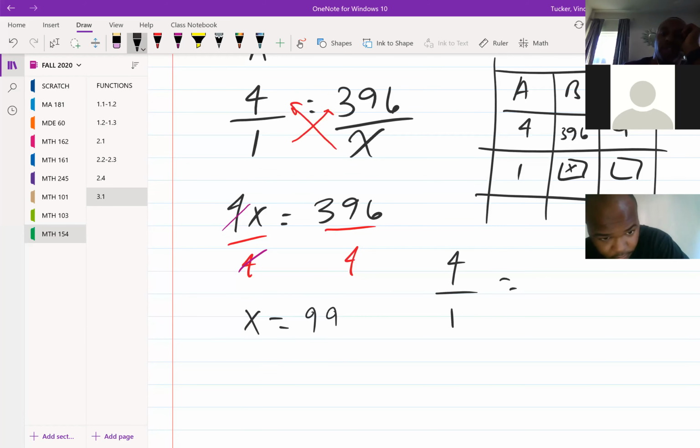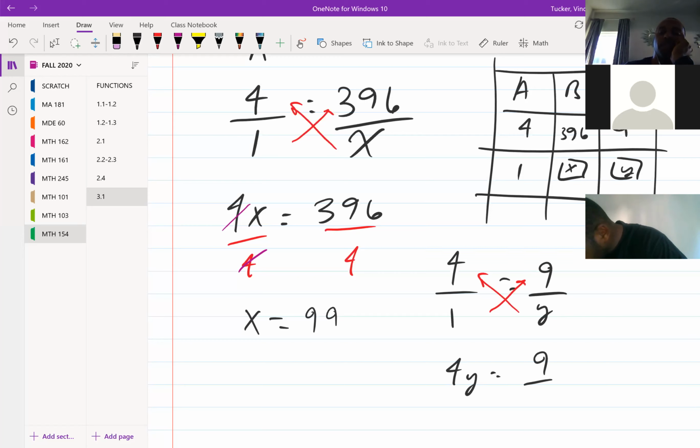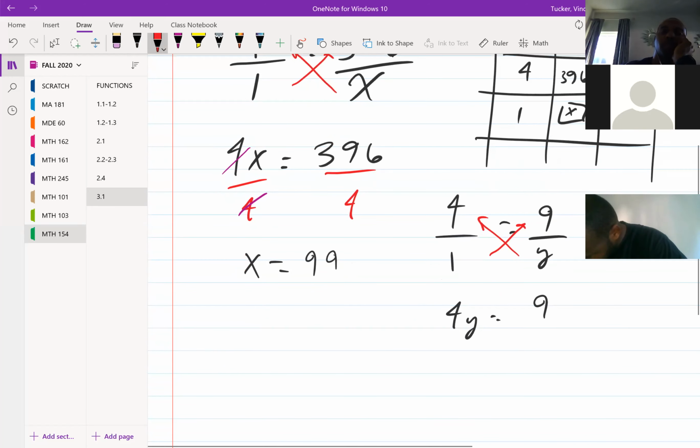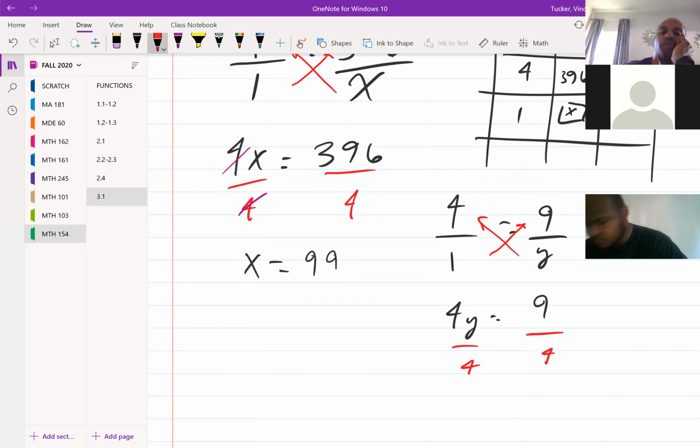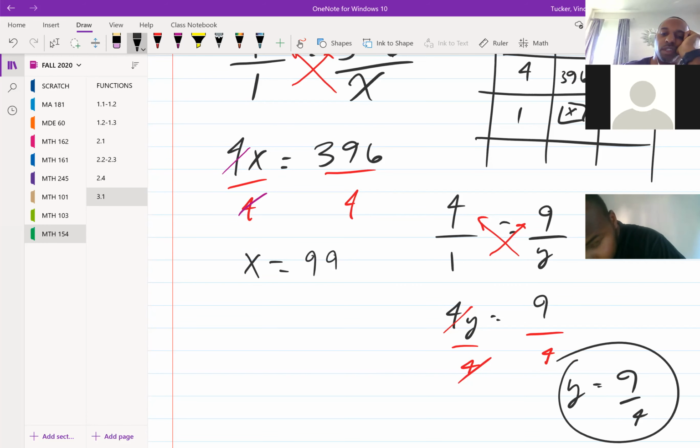So for the next one, you do the exact same thing. Let's call this one Y, just for clarity. Cross multiply again. 4Y is equal to, well, just 9. Divide by 4. Y is equal to 9/4. So I believe 9/4 is good enough and you don't have to convert it to a decimal. Matter of fact, we'll go check.